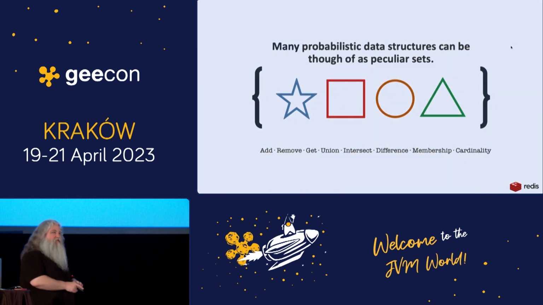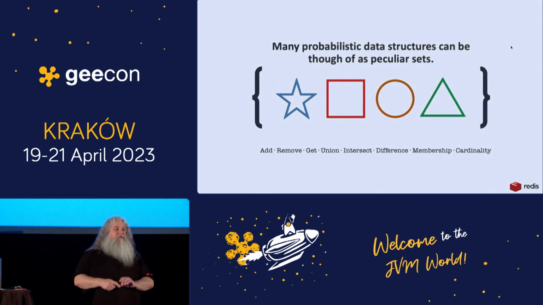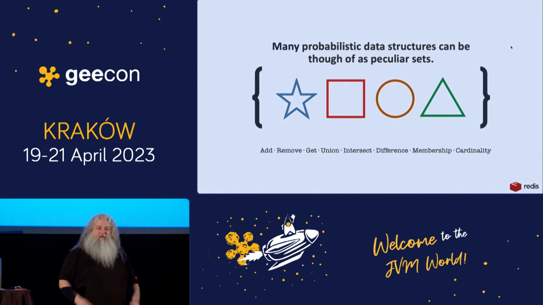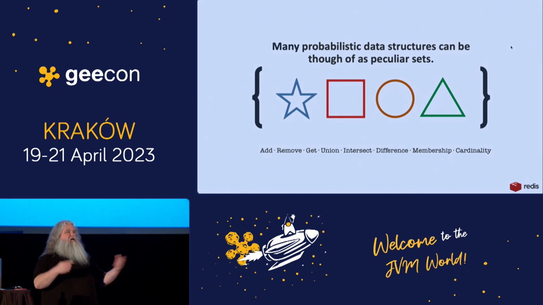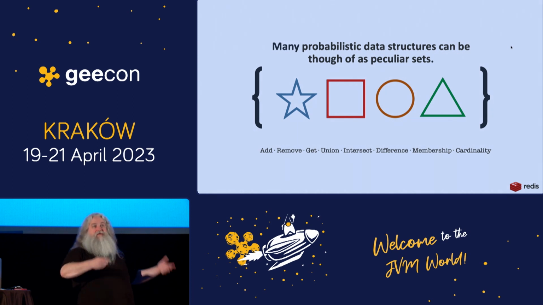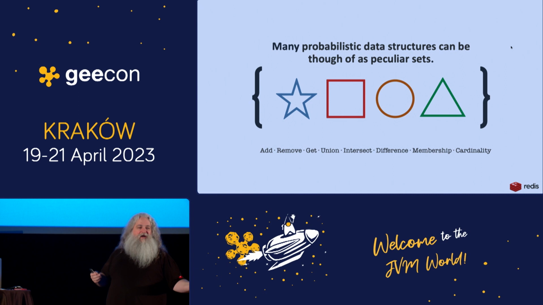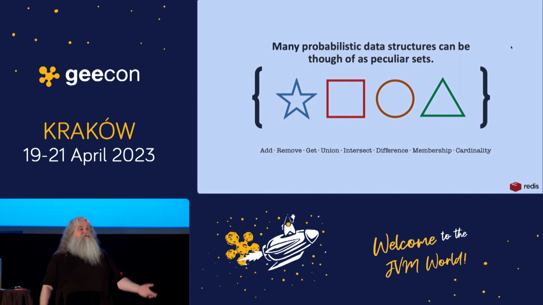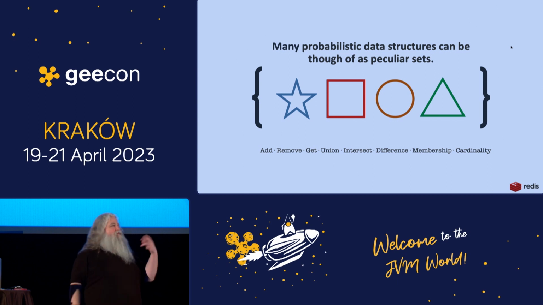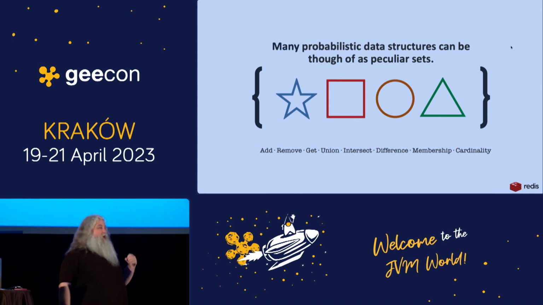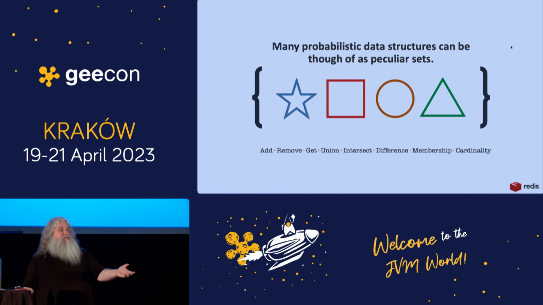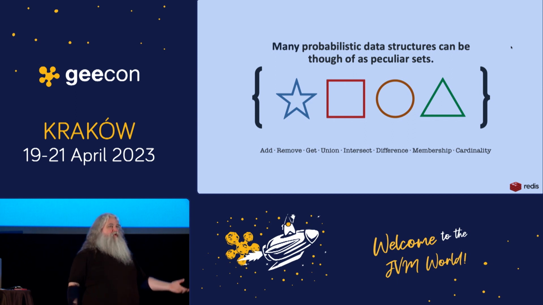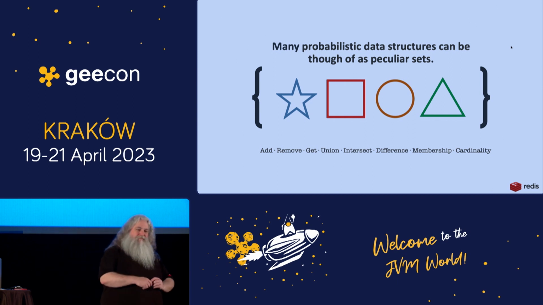A lot of probabilistic data structures can be thought of as sets that are kind of unusual, that have some weird properties. Usually they're limited. So if we think of a set as a data structure, or even just as a mathematical construct, you can add things to a set, you can remove things from a set, you can get things from the set, you can do unions and intersections and differences. You can ask a set if something's a member of the set, and you can count the number of unique items in a set, get the cardinality.